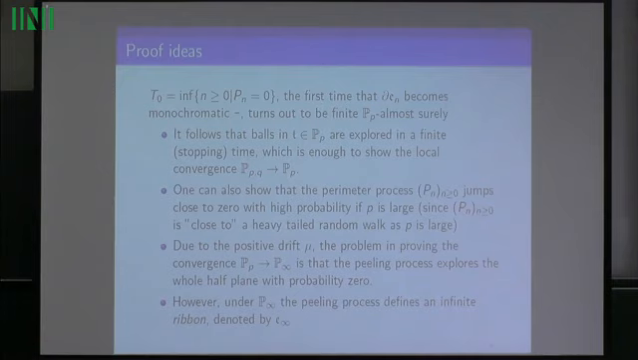And it's essentially because it's close to heavy-tailed random walks, which have the one jump principle. And then we have the positive drift of the perimeter variations. So it tells that, under this P infinity, the peeling process will drift to infinity, so we have no hope to explore the whole triangulation.